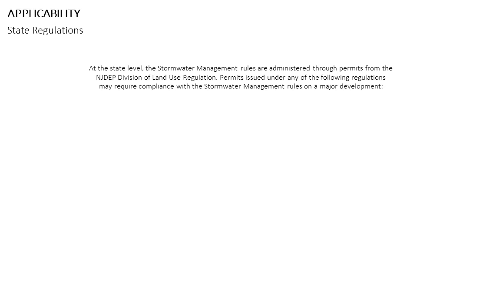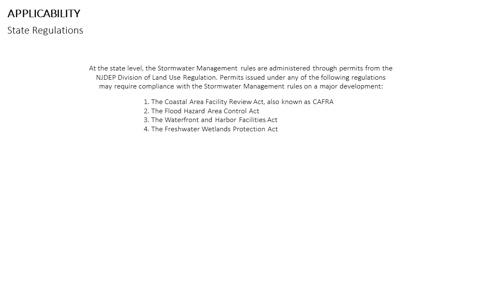In addition to the previously discussed regulations, some developments may require review from the NJDEP Division of Land Use Regulation. Major developments that require a permit under the Coastal Area Facility Review Act, the Flood Hazard Area Control Act, the Waterfront and Harbor Facilities Act, or the Freshwater Wetlands Protection Act may also require compliance with the stormwater management rules.